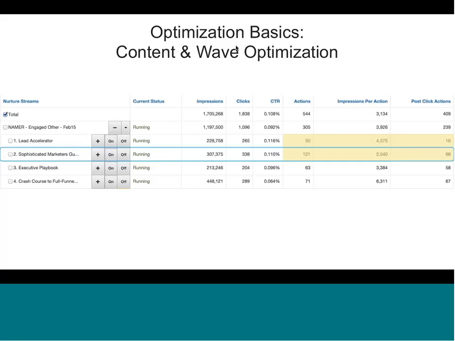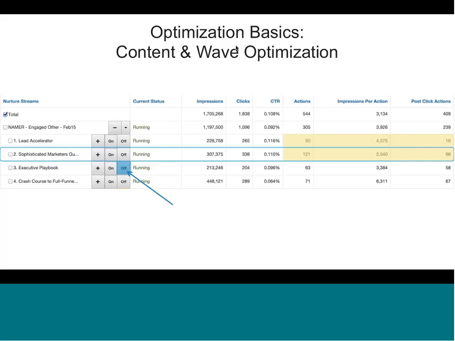Second option is to turn off waves. We can turn off various waves if we see that they're consistently not performing. The first option that I would take, though, is to adjust the wave order before turning them off to see if that has an impact on performance. And then the second option I would take is turning it off.